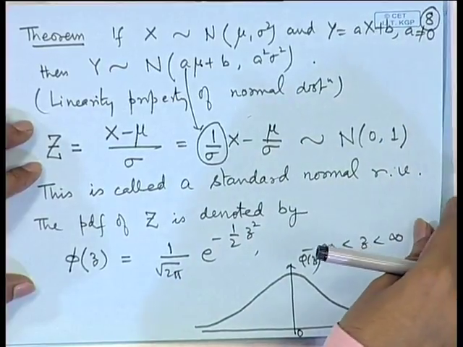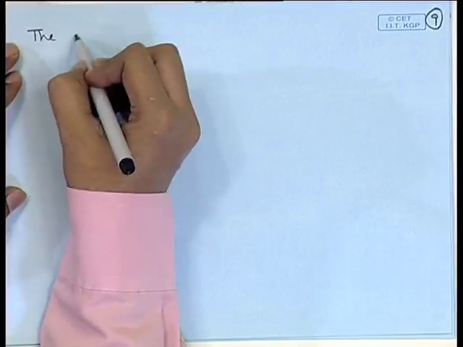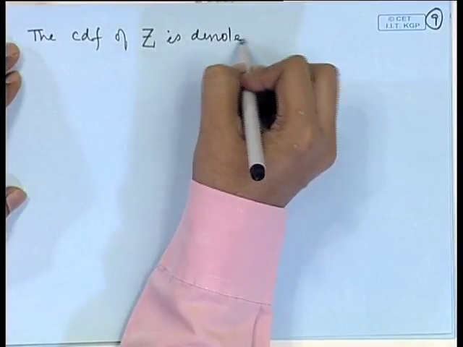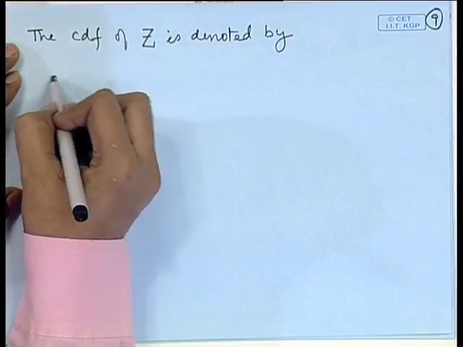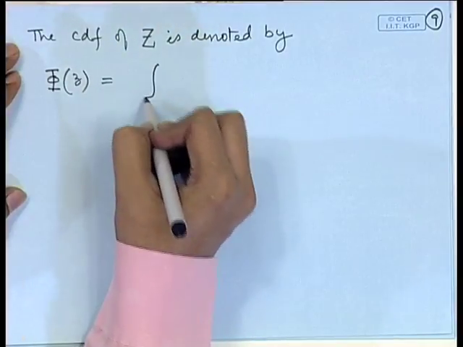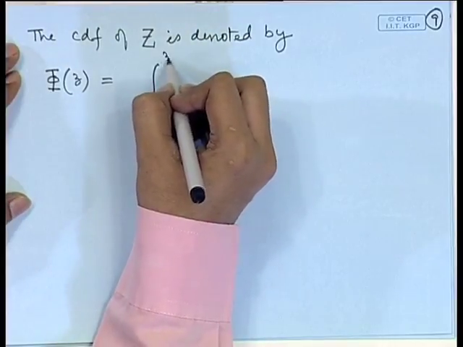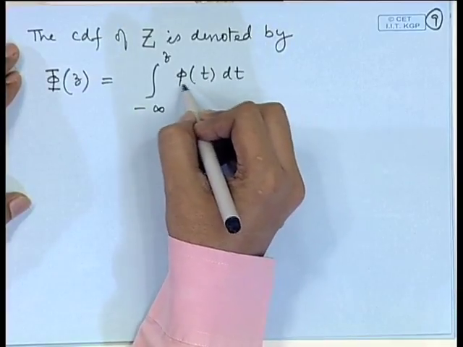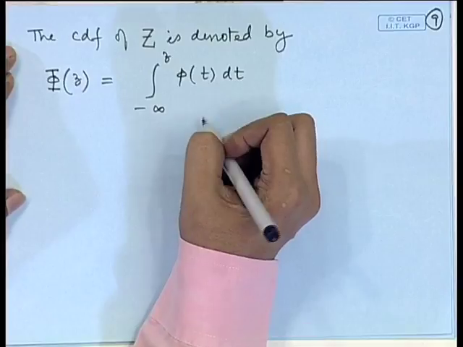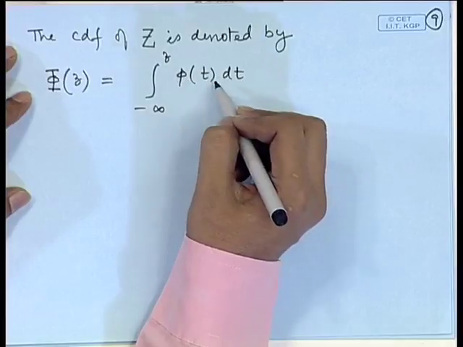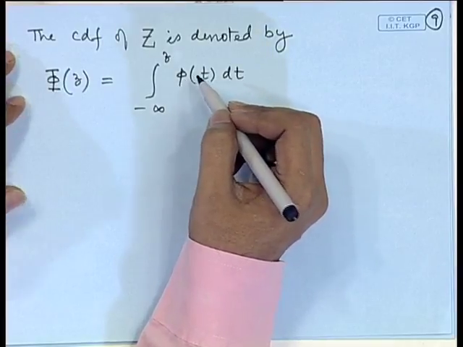The cumulative distribution function of a standard normal random variable is denoted by capital phi of z, that is integral from minus infinity to z of phi(t) dt, where small phi(t) is the probability density function of a standard normal random variable. Now, before going to the problems, let us look at the properties of this distribution.